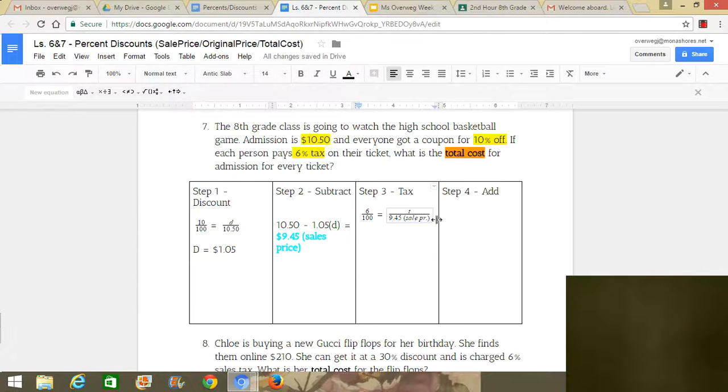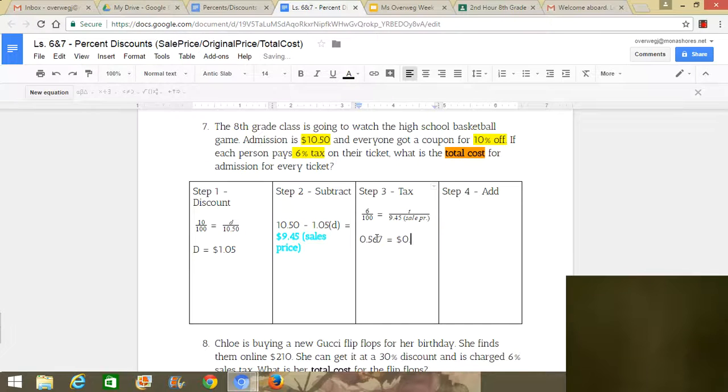So now what we need to do is we need to cross multiply and divide. So we're going to do 6 times $9.45 and divide by 100. So get your calculator and do that with me. 6 times 9.45 divide by 100. Oh, that is a weird decimal. This is what I got on my calculator. I got 0.567.